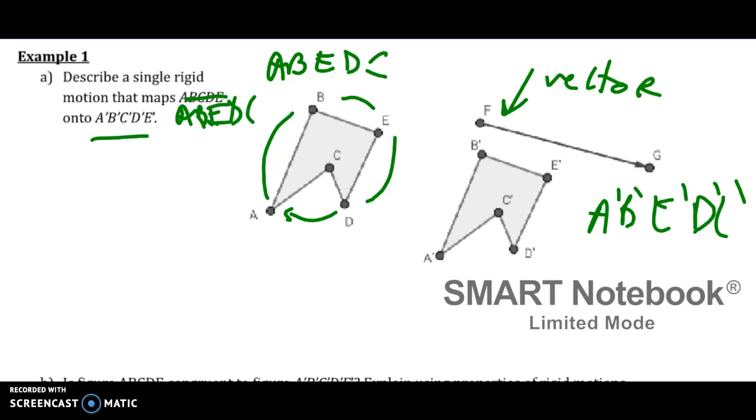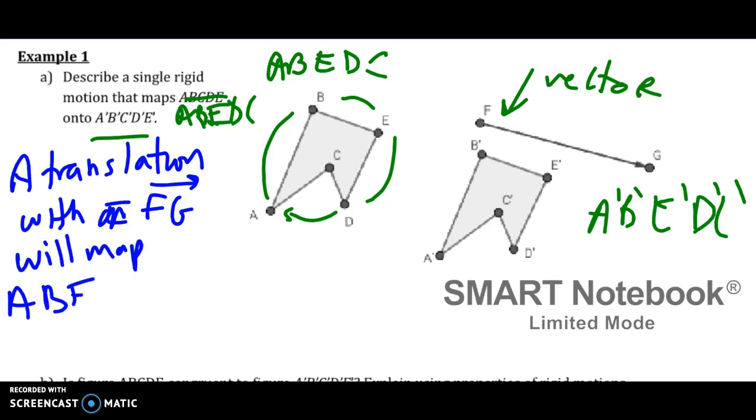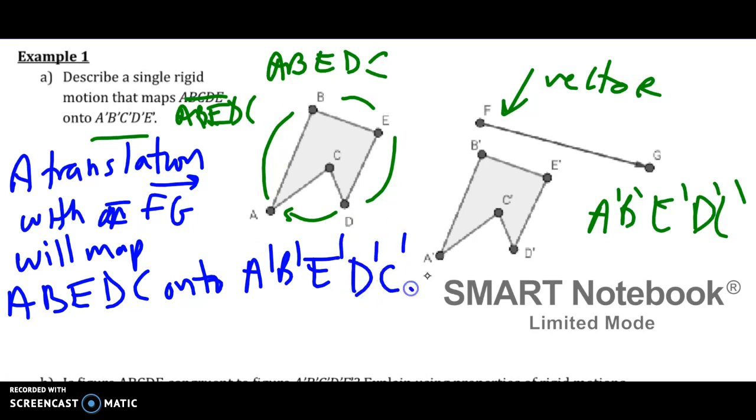So we know that a translation with vector FG will map A, B, E, D, C onto A prime, B prime, E prime, D prime, C prime. Notice I included the vector in my description here. Because they gave me the vector and a name for it, I used that one.